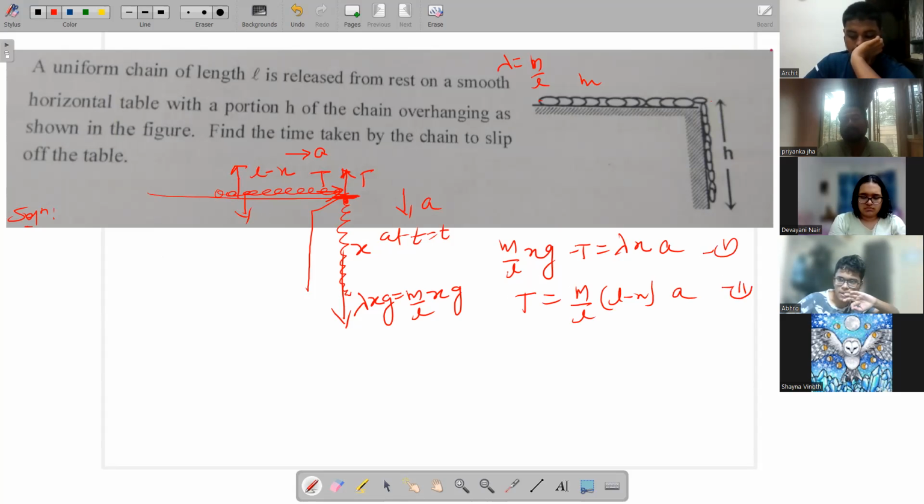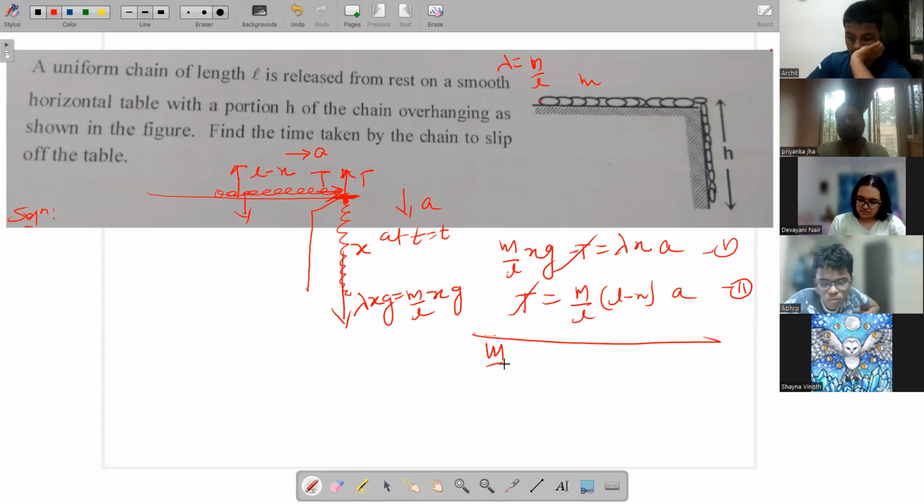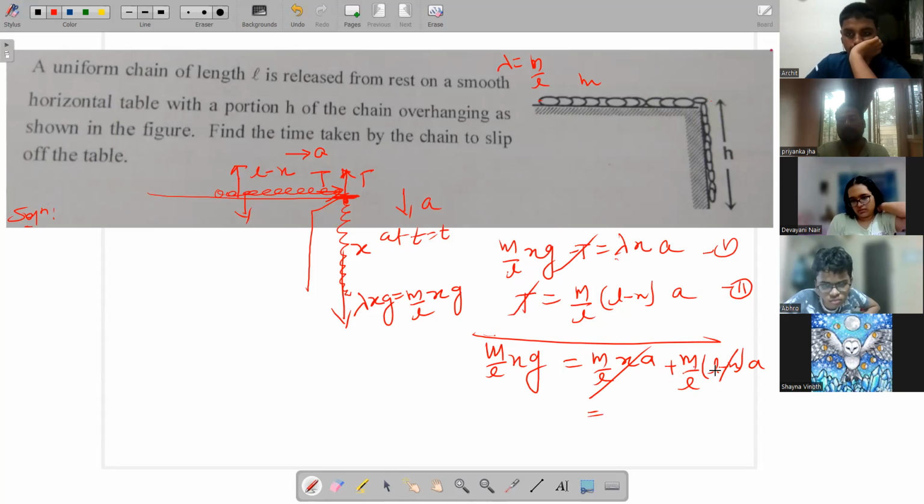This is equation 1, this is equation 2. Understood? Everyone understood? So just add it. Tension will be cancelled. Now you can see that this is m by L into x into g equal to, you can write m by L, this is x a plus m by L, L minus x into a. You can see that this and this will be gone. Now m by L into L, so this is m into a, m and m will be gone.